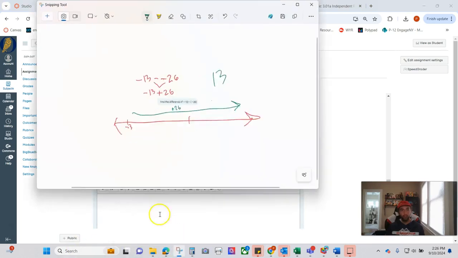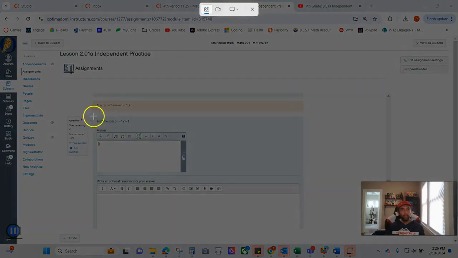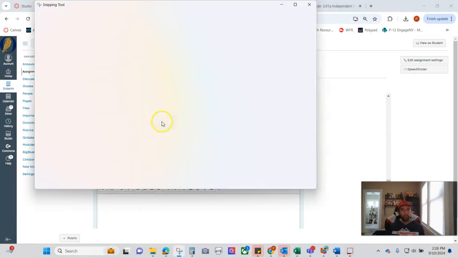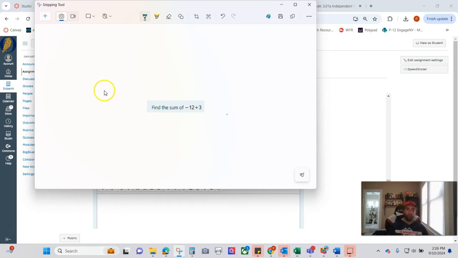Question 7. Oh, now we're adding negatives. Interesting. Adding with negatives. So, you start with a debt of 12. You lost 12 apples, but then you got 3 of them back, or you lost $12 and then you got $3.